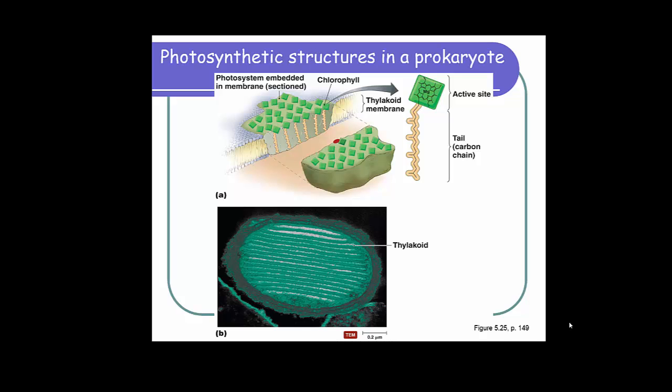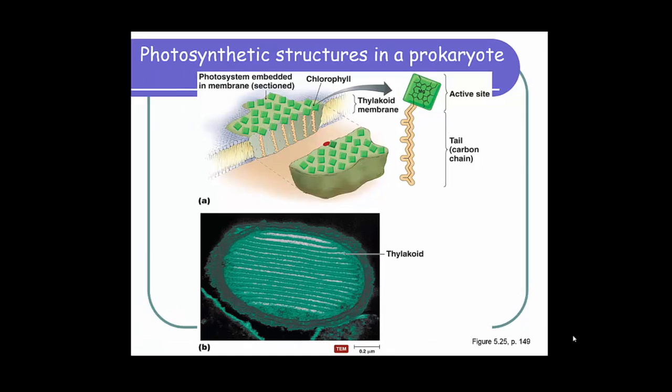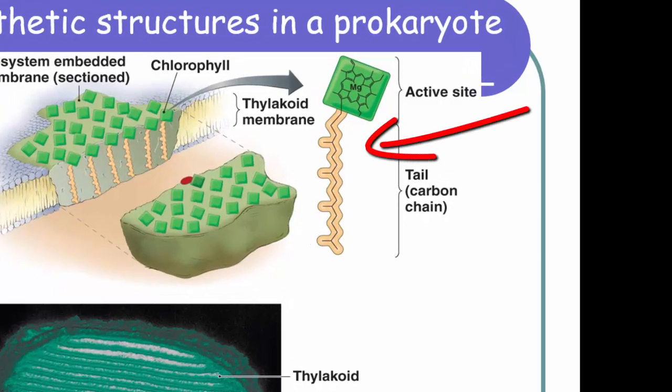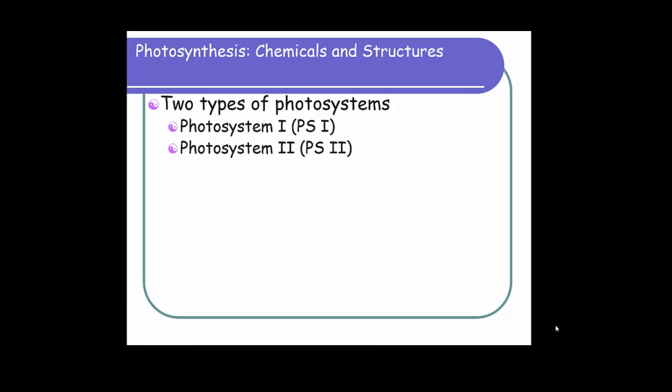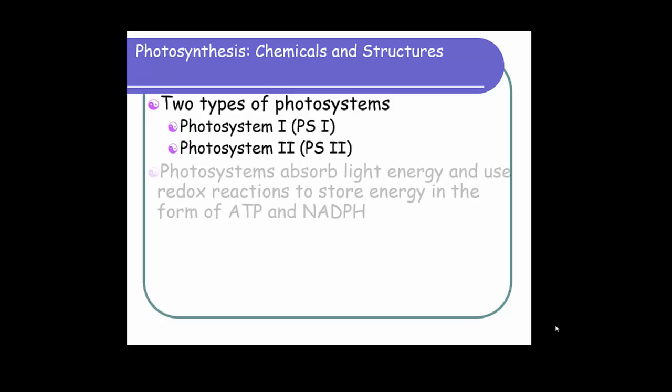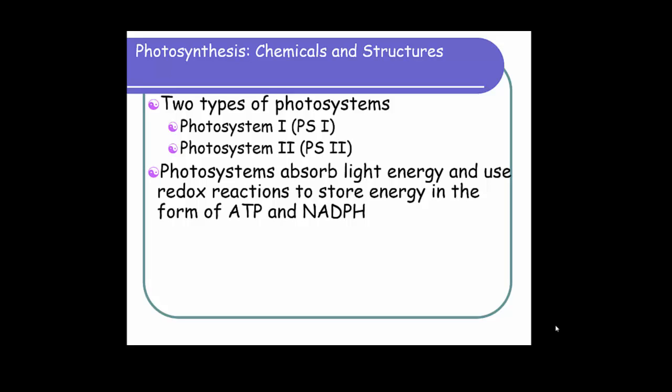Here's one of these thylakoids with the embedded chlorophyll. This is a molecule of chlorophyll. Again, a long chain of carbons and hydrogens attached to a head surrounding a magnesium ion. There are two types of photosystems that we see in photosynthesis, photosystem 1 and photosystem 2. Photosystems will absorb light energy and use redox reactions to store energy in the form of ATP and NADPH.